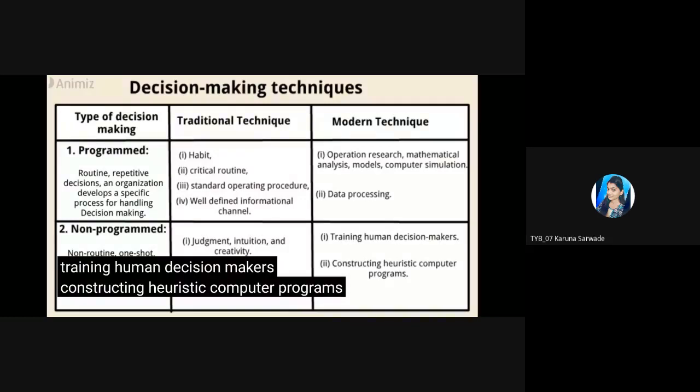Okay, so this way we have to develop some modern techniques for each and every decision making type. So this is about the first type, that is program and non-program. So we'll see.